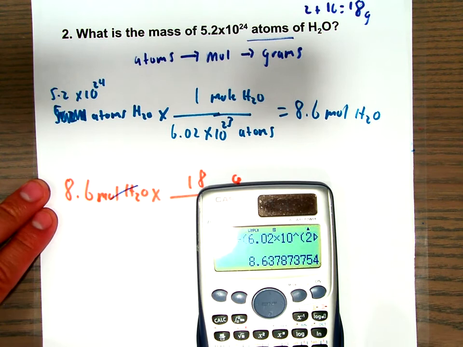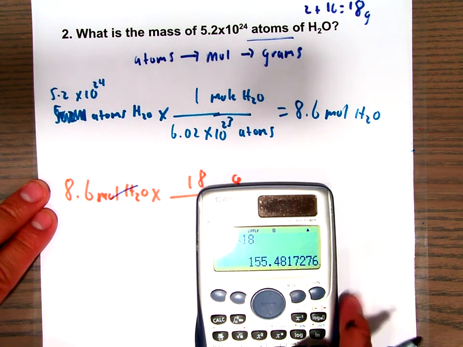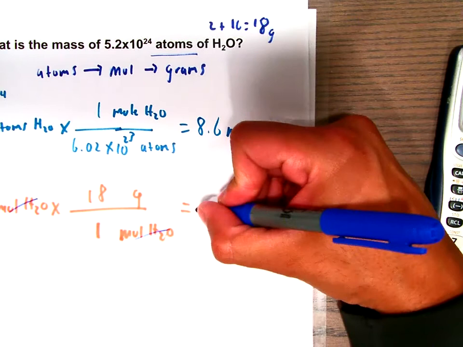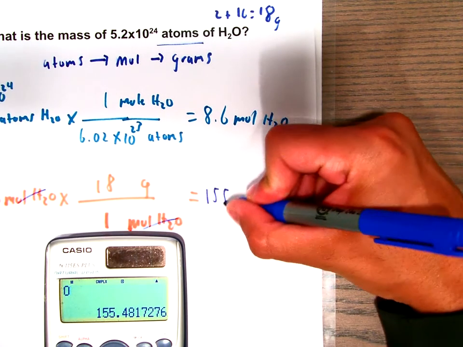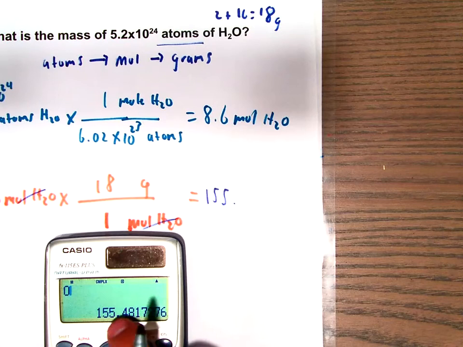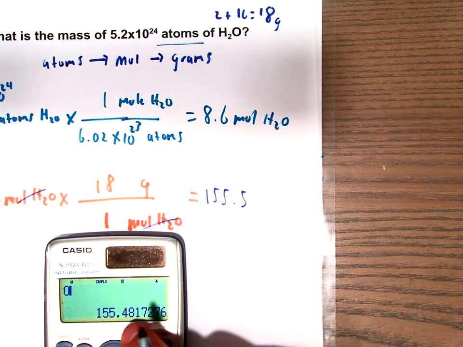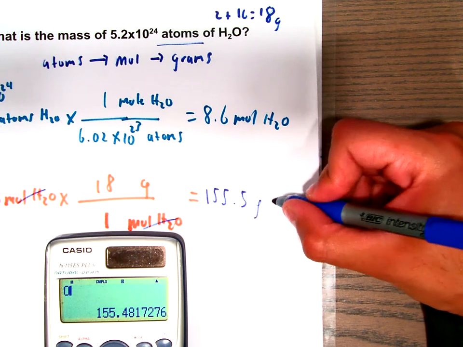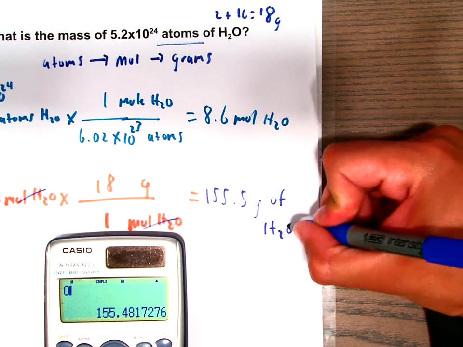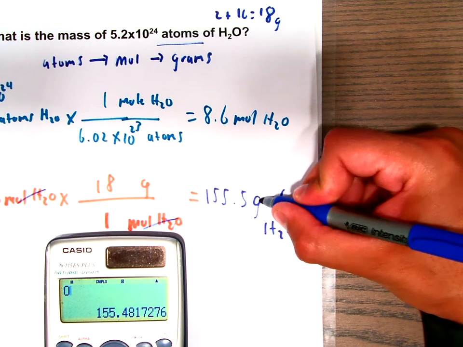8.6 times 18 gives me 155.48. Rounding to that first decimal will give me 155 point, round to the first decimal, 5, because that's greater than 5, right? Grams. And I can put grams of H2O. Do not forget units. You need to have units. Try to be specific as to what it is.